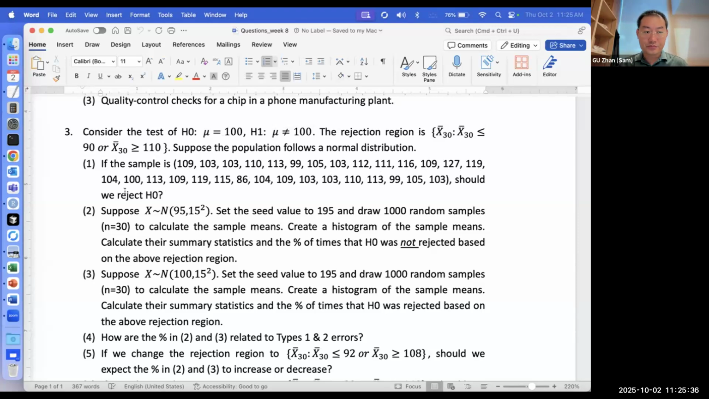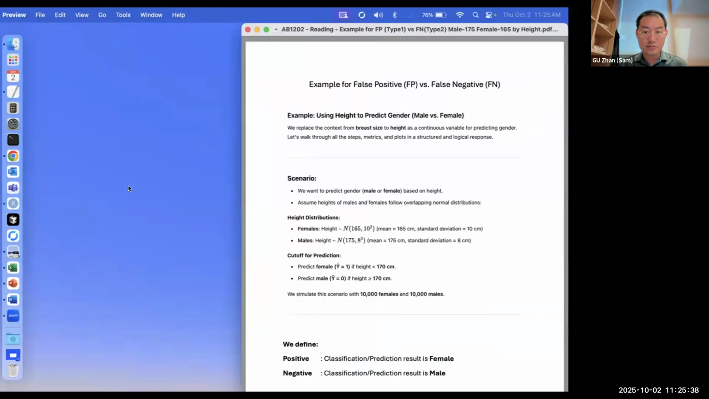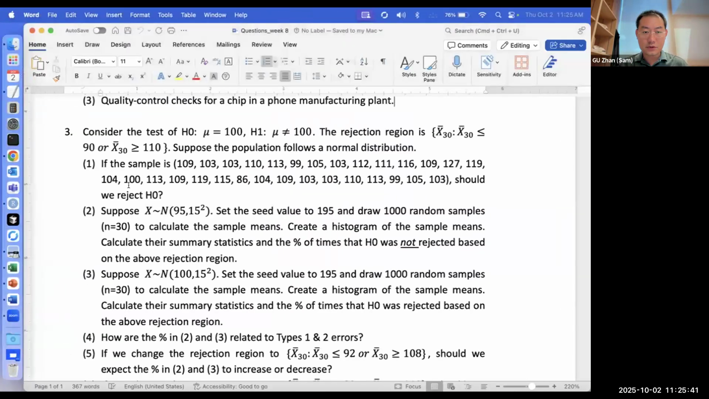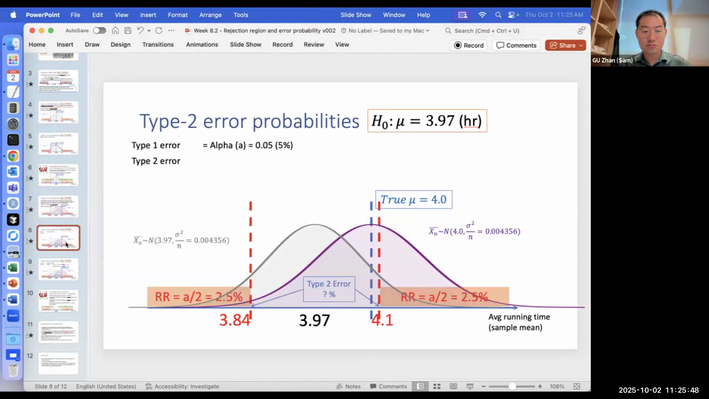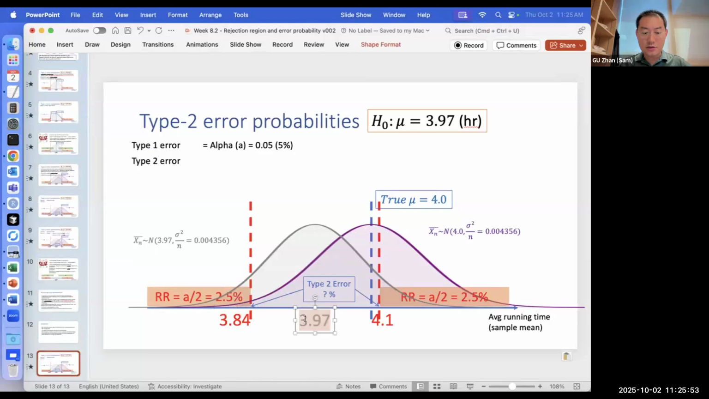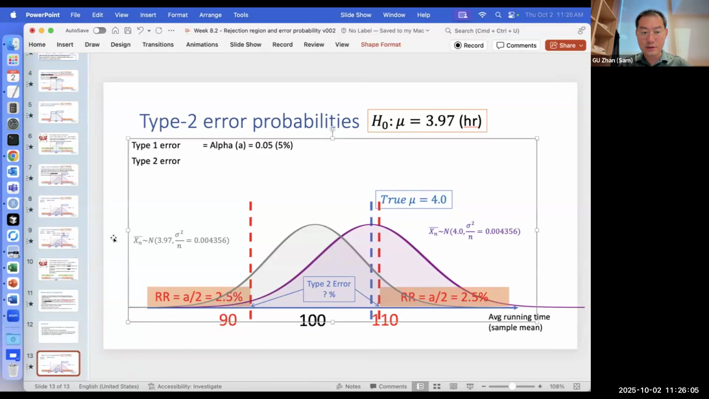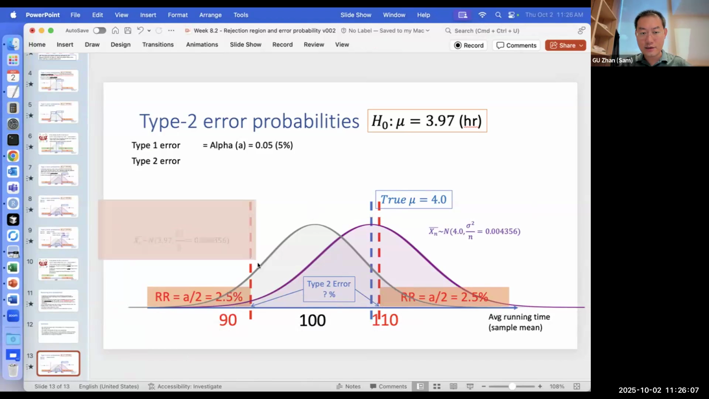Then the first question is, should we reject H0? So let's draw one of these. Here you assume 100, here is 110, and here is 90. So you have the rejection zone, and it's not necessary to be 2.5 at the moment.